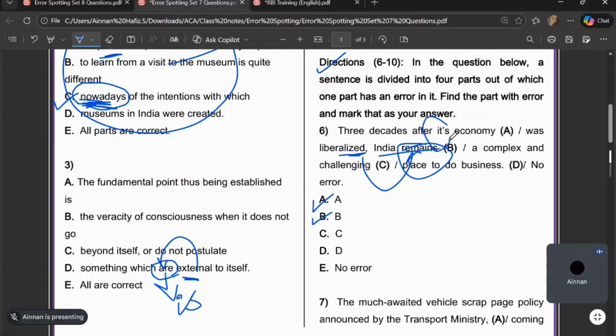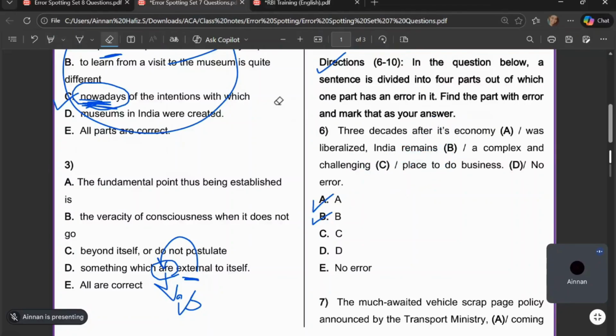Second error is in sentence A. Here "it's" is a combination of the words "it" and "is." So "Three decades after it is economy" is wrong. It is not "it is economy." It's "its economy." What happens is it's just one apostrophe. One apostrophe can make the entire difference. So instead of adding an apostrophe, what you do is you remove that apostrophe. Whenever you find an apostrophe, the first one is "it," and the other one is "is."